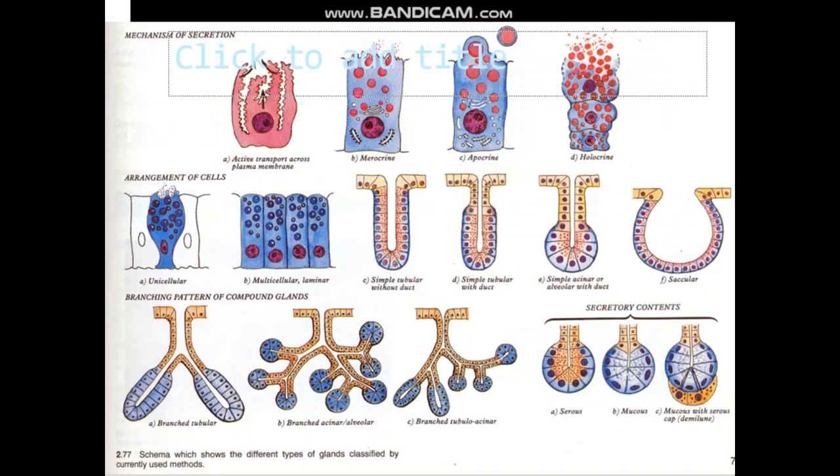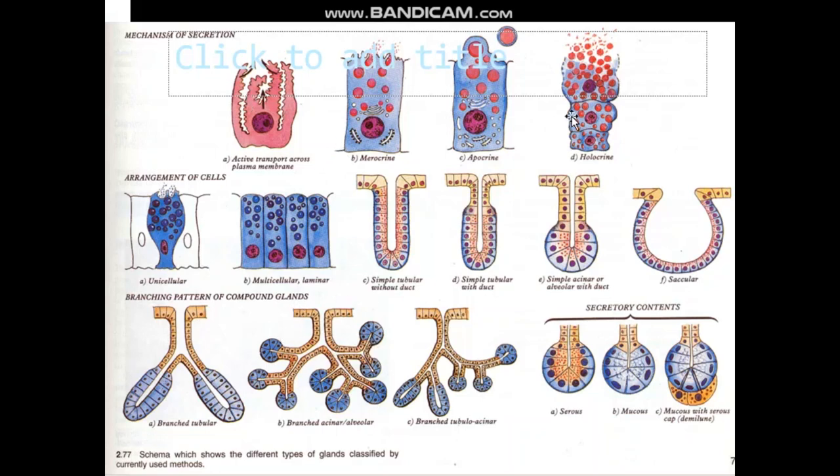If we look at the other, pay attention to this illustration, that is a unicellular gland, that is the goblet cell, which is a mucus-producing cell. And here we also can see multicellular glands. Each of them produces mucus, for example. These are the simple and these are compound glands.